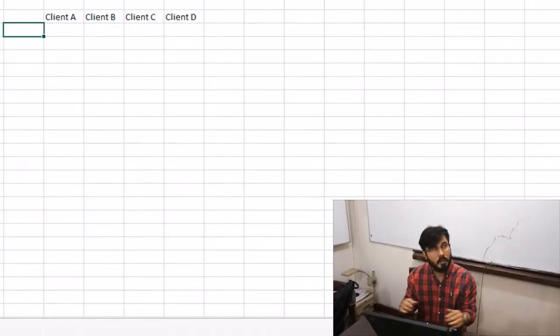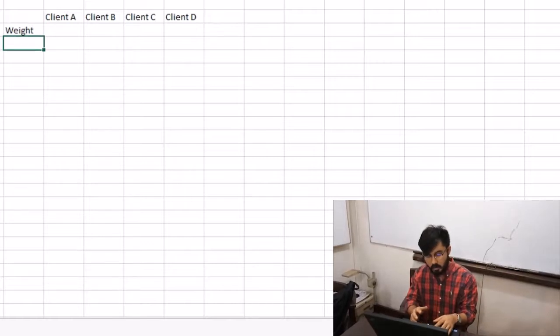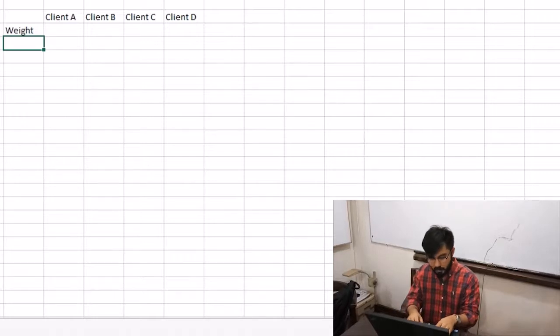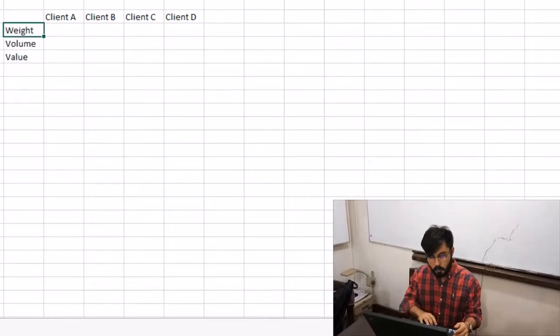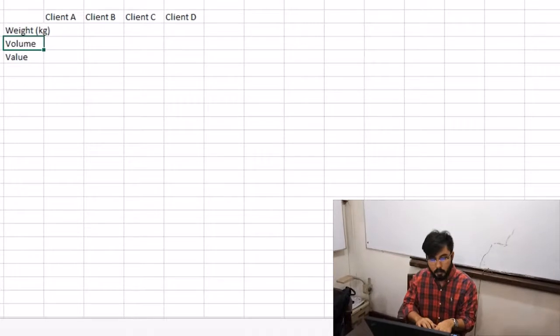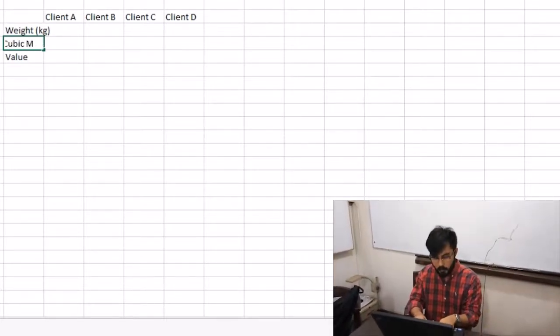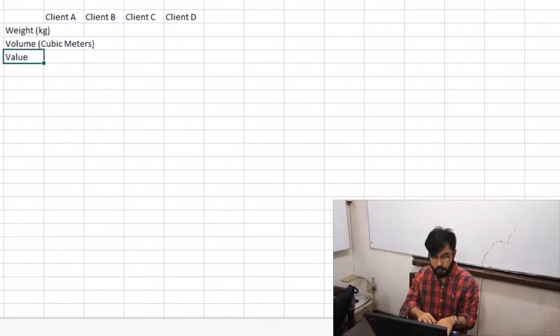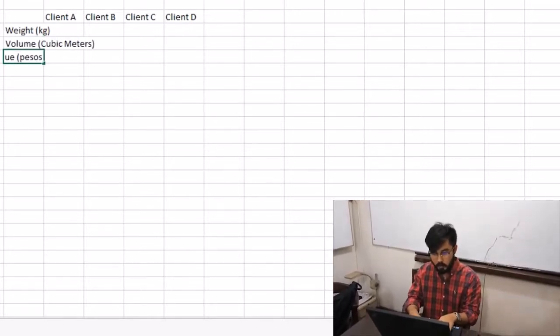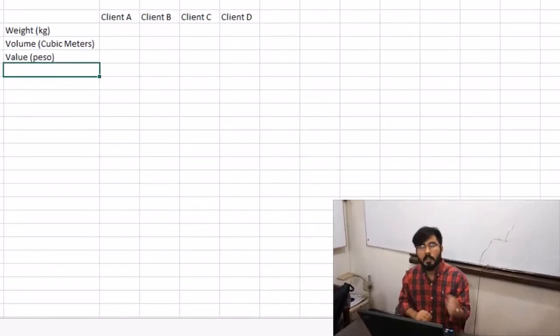And each of those, well, we can look at the total weight of each client's stocks, the weight, the volume, and the value. So let's put the weight in kilograms. Let's put the volume in cubic meters, and the value in pesos.